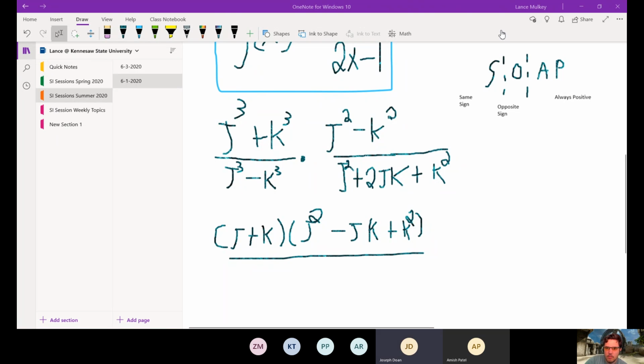Oh, that's good. So is that the answer right there? No, that's not the answer. That's just factoring the numerator, factoring this part right here. Okay. So the bottom would be j minus k, and then j squared plus jk plus k squared. So I guess after this is factoring the right hand side.